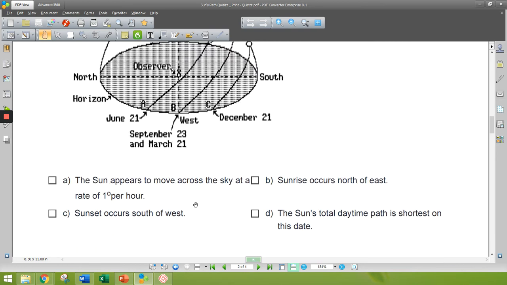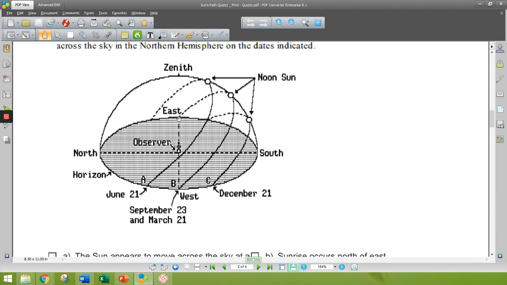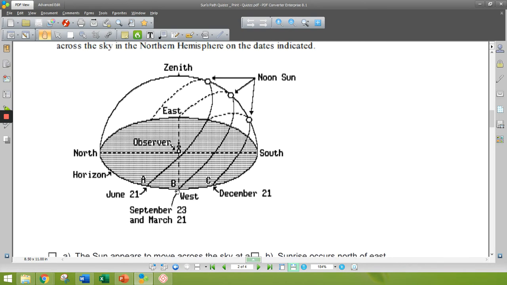The sun appears to move across the sky at a rate of 1 degree per hour. That's not true. The sunrise occurs north of east. Okay, so let's look at east. And sunrise is north of east. That is true in this diagram. So that's probably the answer, but I want to just check everything else. Sunset occurs south of west. So sunset, no, December 21st is going to be south of west.